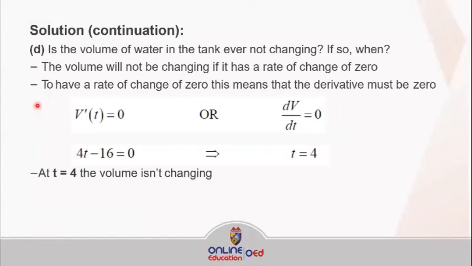And then for the last problem natin, which is yung letter D, is the volume of water in the tank is not changing, if so, when? So the answer for this is the volume will not be changing if it has a rate of change of 0. Kasi syempre, 0 na din naman siya. To have the rate of change of 0, this means that the derivative must be 0 lang din. Ayan. So let's say yung derivative natin is 0, so 0 pa rin naman siya.